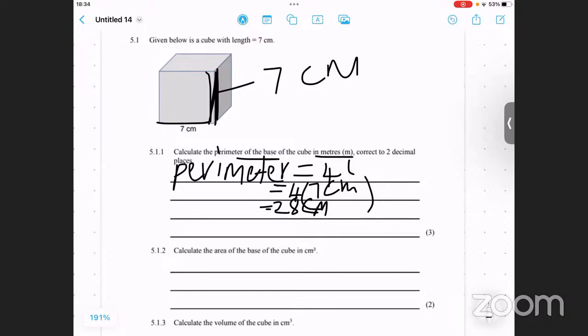Is this our final answer? Do we leave it here? No, ma'am. What do we do? What are we required to do? Ma'am, to convert it to meters. Convert the centimeters into meters. And what is 28 centimeters in meters?